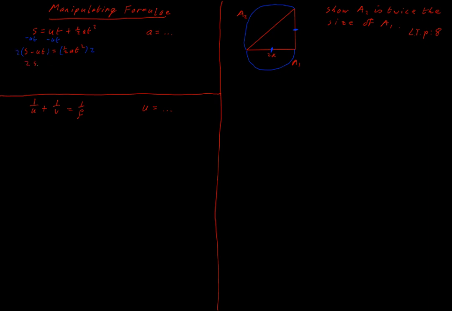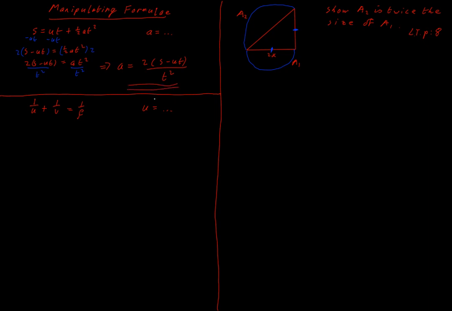So I have 2s minus ut is equal to a t squared. And then I have a multiplied by t squared. I don't want that. I want a by itself. So I'm going to divide both sides by t squared. So therefore I get a is equal to 2s minus ut, all over t squared. And that's a perfectly acceptable final answer.